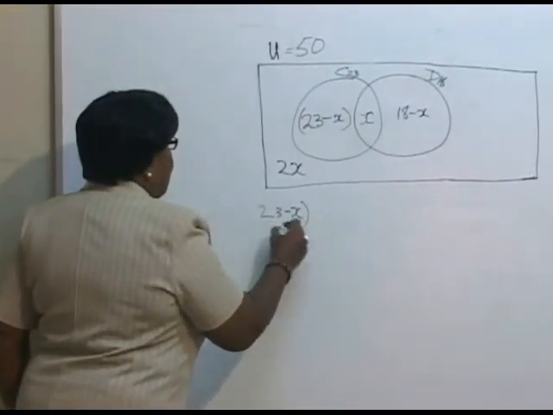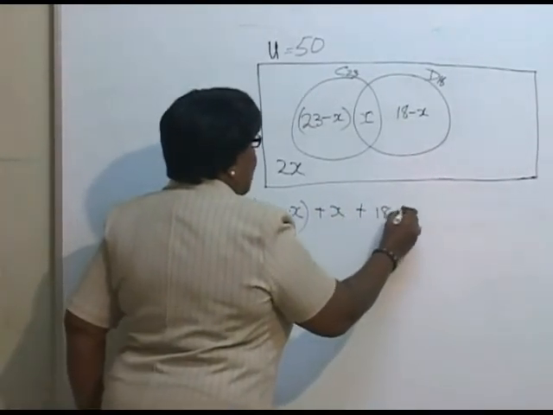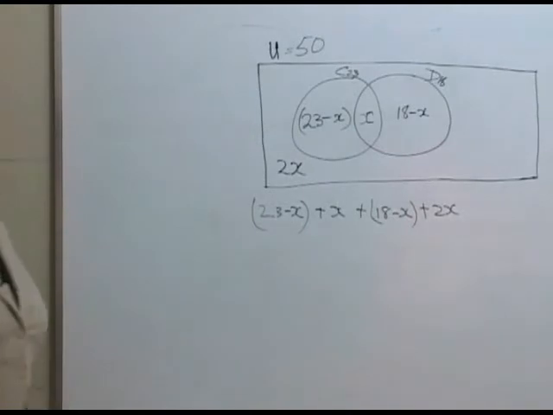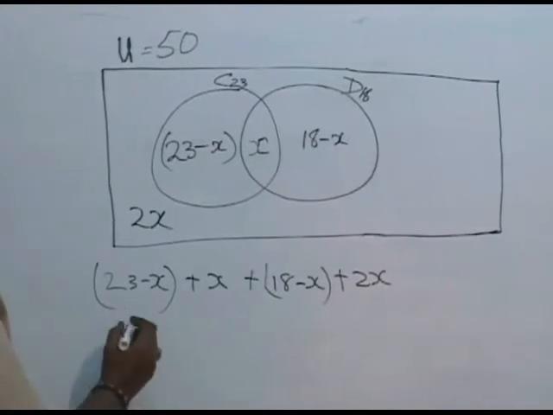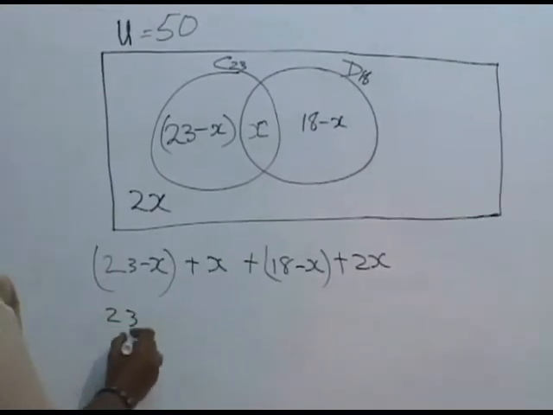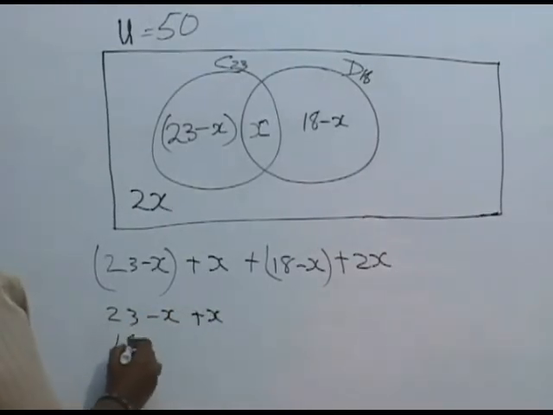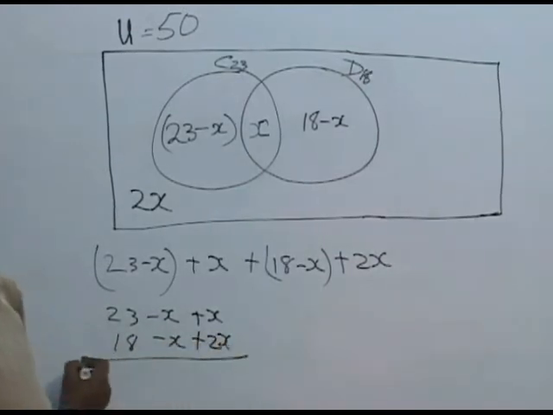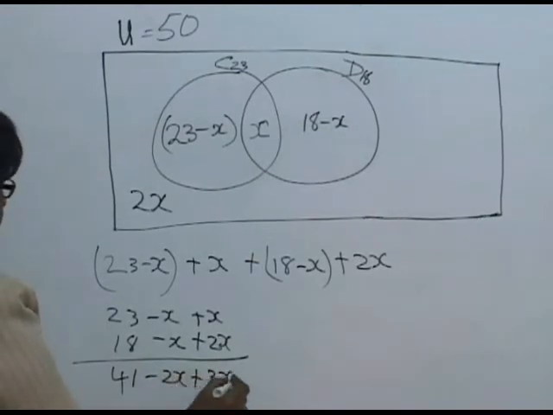23 minus X plus X plus 18 minus X plus 2X. But we're not going to leave the expression as clumsy as that. We'll simplify it to see what we have. Now we can see that we have 23, and we have minus X, we have plus X, we have 18, we have minus X, and we have plus 2X. And when we add them together, that's 41, this will give minus 2X, and it's plus 3X.